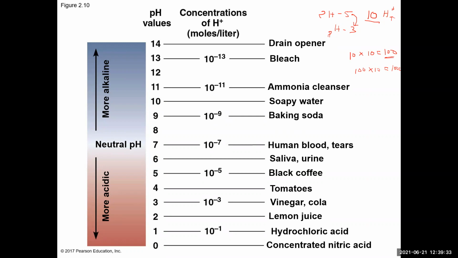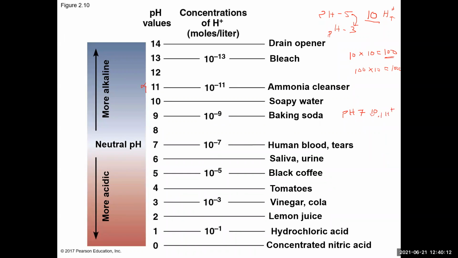Okay? Now, if we went to a pH of 7, right, we would go down 100 times, because as we increase in pH, you decrease hydrogen ion concentration. So if we start out at 10, we basically just move our decimal 2 places. So we would go 1, 2, so we would be at 0.1 hydrogen ion concentration.